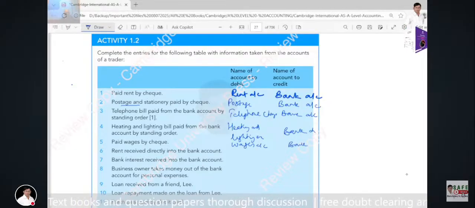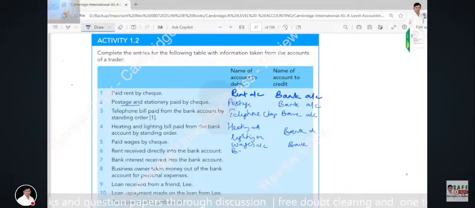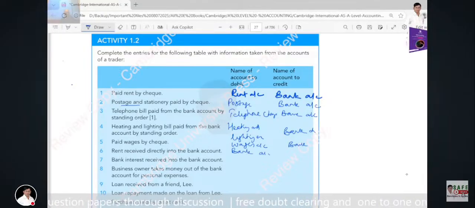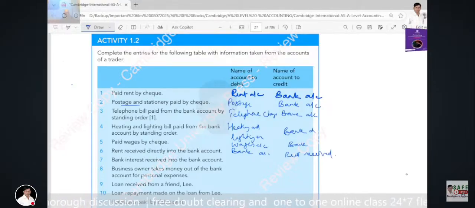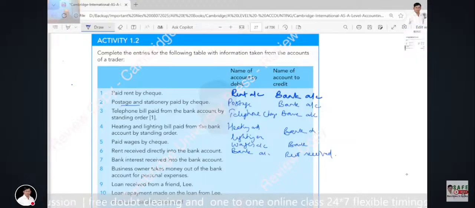Rent received directly into the bank account. So what is happening? Your money is being received. So bank account will be debited, because money is being received. Rent received. You specify because rent can be paid. See here rent is paid, and here rent is received. You can write rent expense account or rental income account. Rent received also you can write, or rent paid account also you can write. But you have to specify because rent paid is separate and rent received is different.